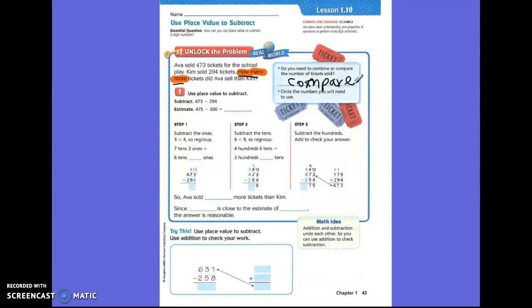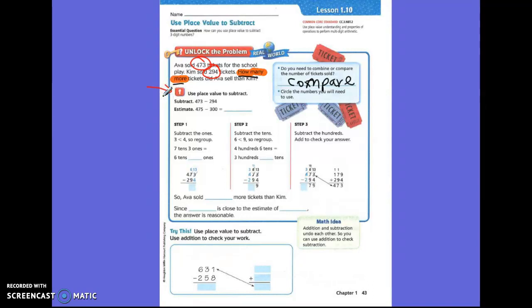Now it says to circle the numbers you are going to use. So in your story, circle the 2 numbers you are going to use. What is the first number you said you're going to use? 473. What is the other number we're going to use, Tyson? 294.